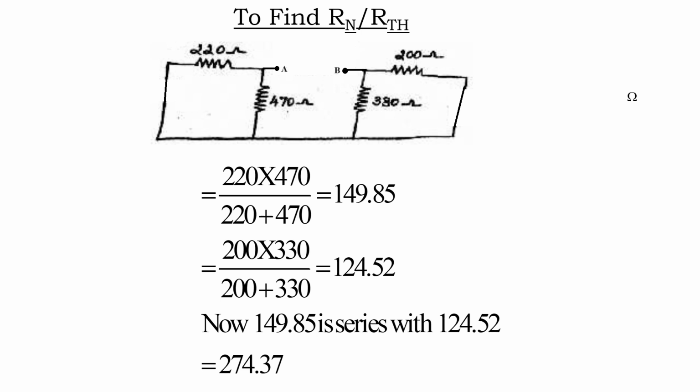Then if you look, 220 ohm is parallel with 470 and similarly 330 is parallel with 200. So, these two are parallel and these two are parallel. Once these are combined, the results become series. You can see the calculations. 220 parallel 470, I got 149.85. 330 parallel 200, I got 124.52. These both are finally in series, so I got 274.37.